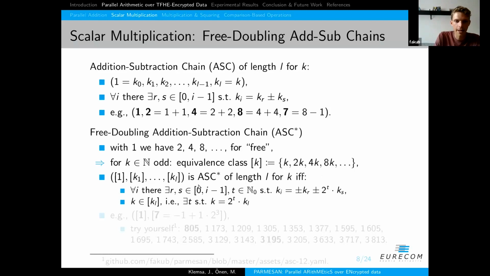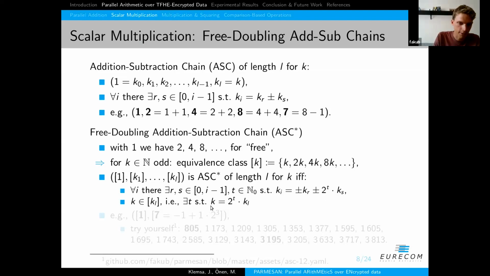So we define this ASC star as a sequence of these equivalence classes, where the properties are very similar, except for this addition. Not only can we add any previous values, we might also take any power of 2 multiplying one of the previous values. And in the end, since all these representants are odd numbers, the final value might be achieved as a power of 2 times the final integer kl.